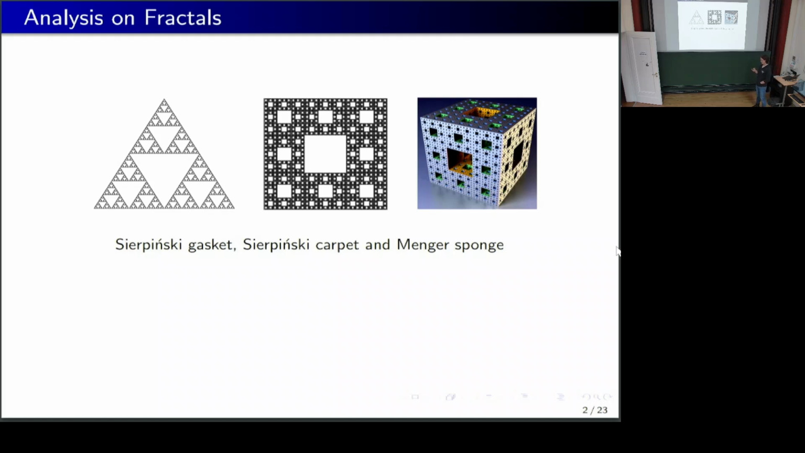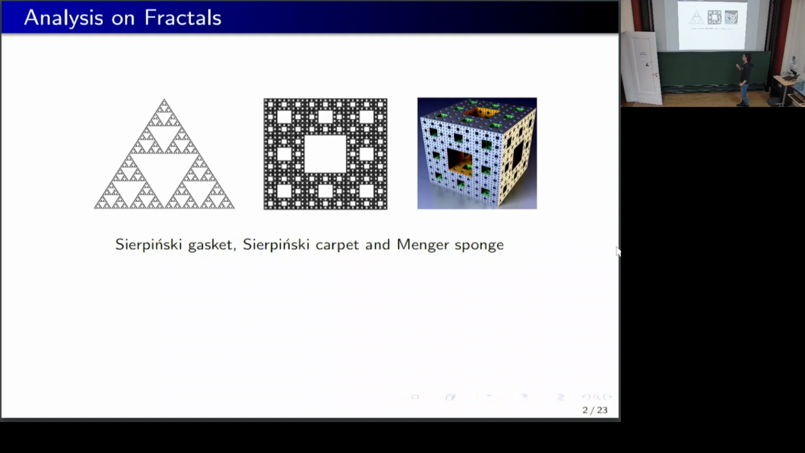Okay, so to give you a little bit of context, I work in a field called analysis on fractals. For me, a fractal is some kind of very complicated geometric object with some kind of self-similar structure. So here I have three very common examples: the Sierpinski gasket, the Sierpinski carpet, and the Menger sponge. Many of you probably have seen these at some point.